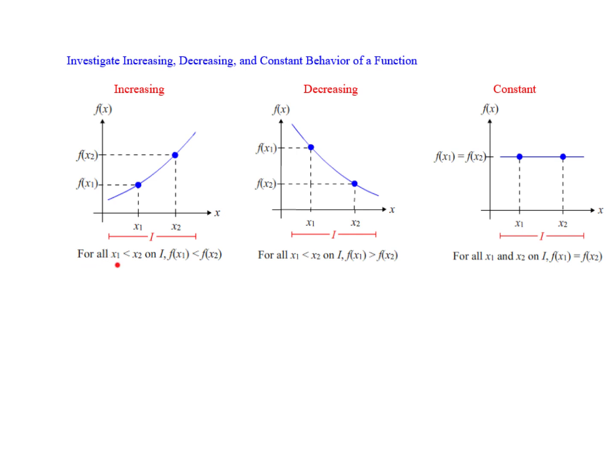So for all x sub 1 less than x sub 2 on the interval I, the function f of x sub 1 is less than f of x sub 2 means that it's increasing. The easy way to do this, other than describing it mathematically, is to look at the graph and say, is the graph going up from left to right? If the graph is going up from left to right, it is increasing. If the graph from left to right is going down, then it's decreasing. And if the graph is not changing from left to right, it's constant.